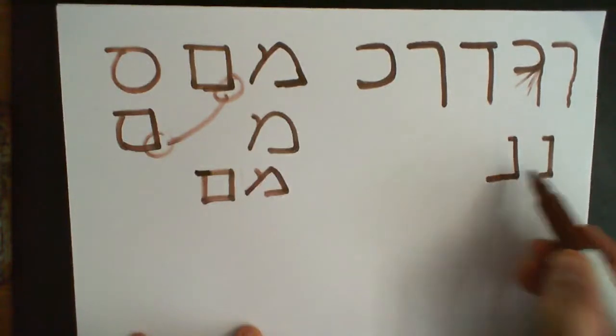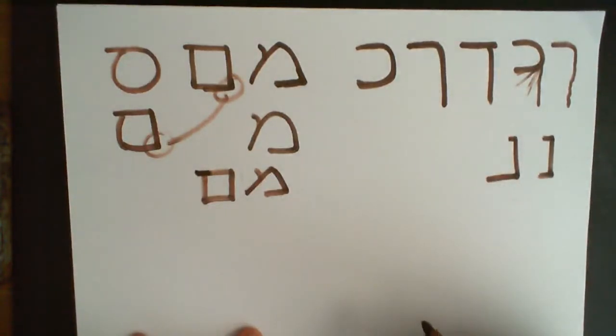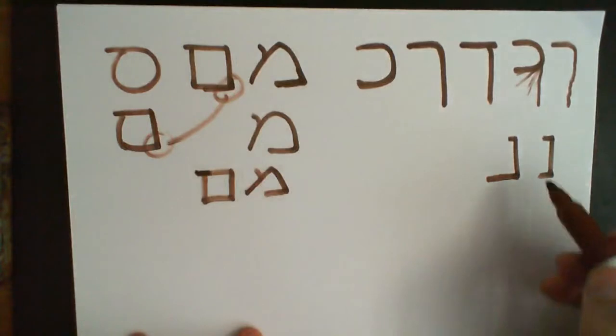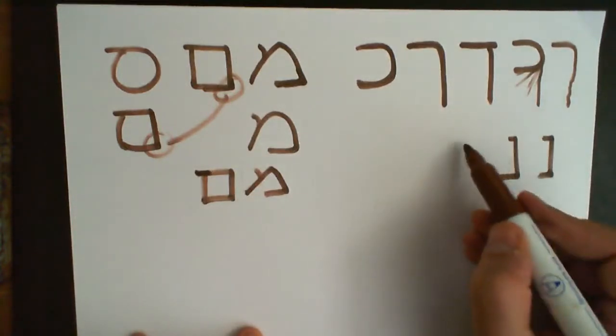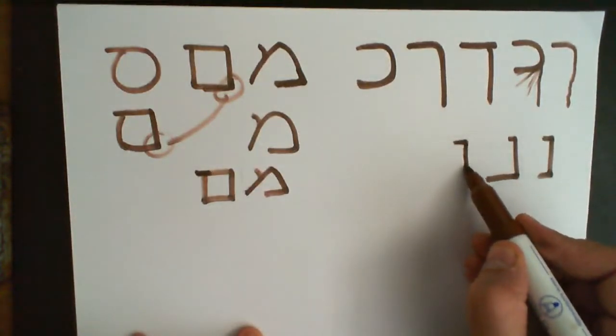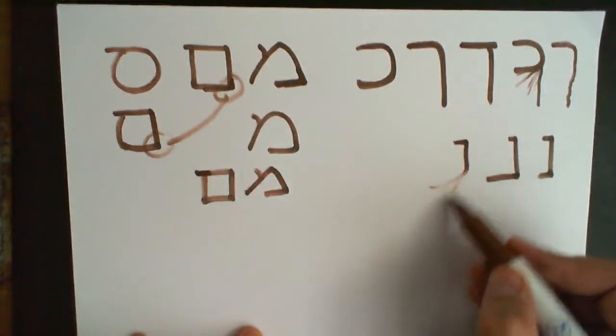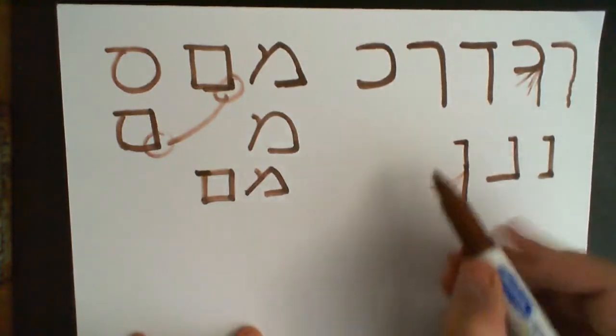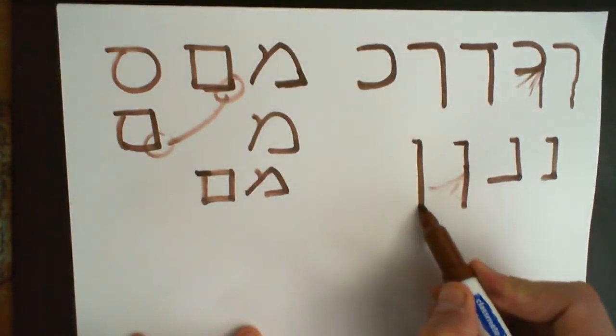Nun in the middle of a word can be written like so, or it can be written with a longer base. If you imagine this becoming limp, let's do that. It's becoming limp and it hangs down, and you end up with that. And in fact, that is our final nun.